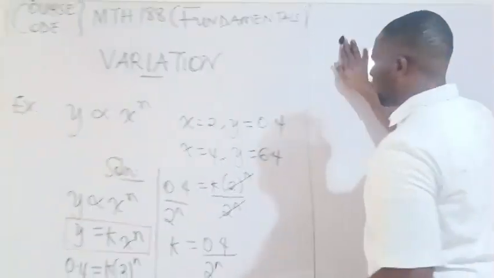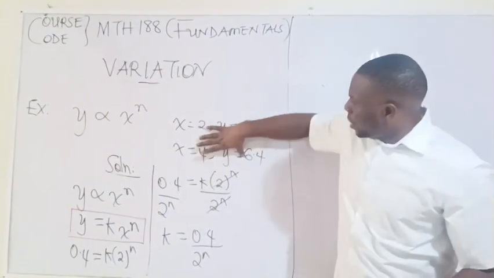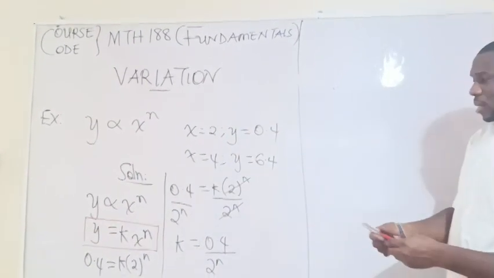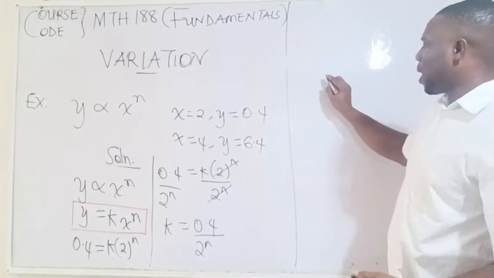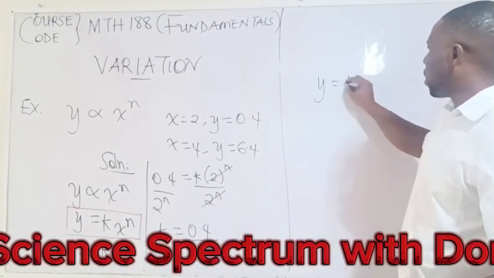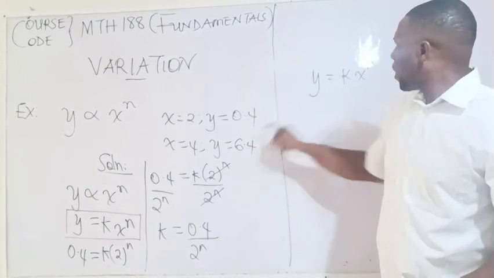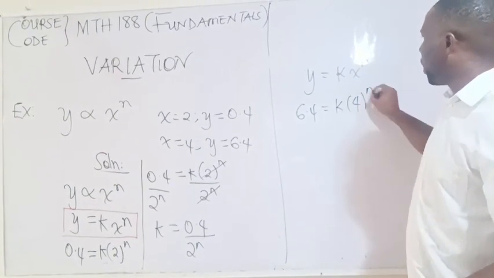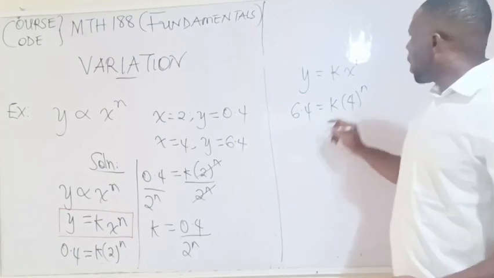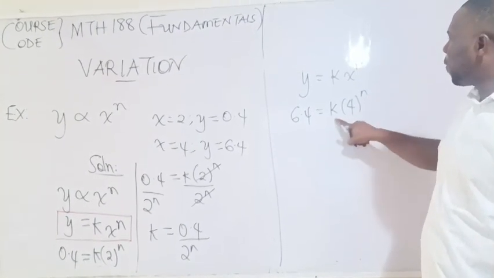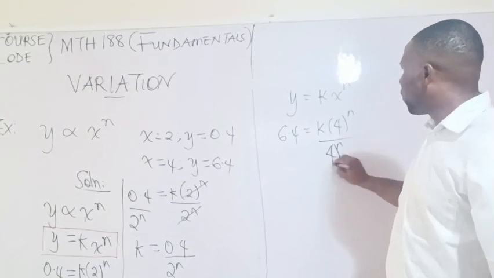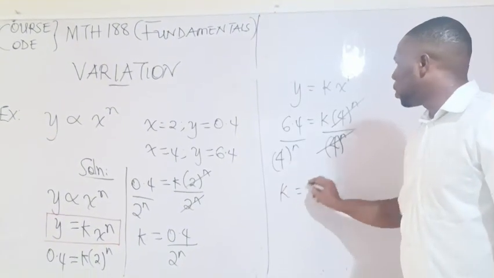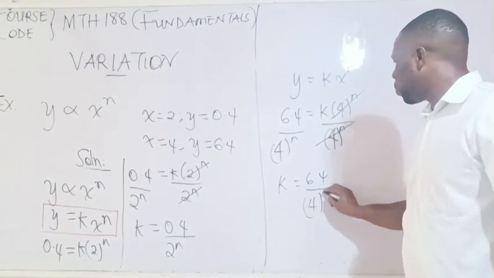Now, from this second pair of values of x and y, I want to replace them for x and y in that formula you see on the board. So we have y is equal to k times x raised to power n. So y will be given to be 6.4. K we don't know for now, and x is 4, and of course is raised to power n. Now, I may find k from here by dividing both sides by 4 raised to power n, right? And I'll delete this out. So k becomes 6.4 over 4 raised to power n.